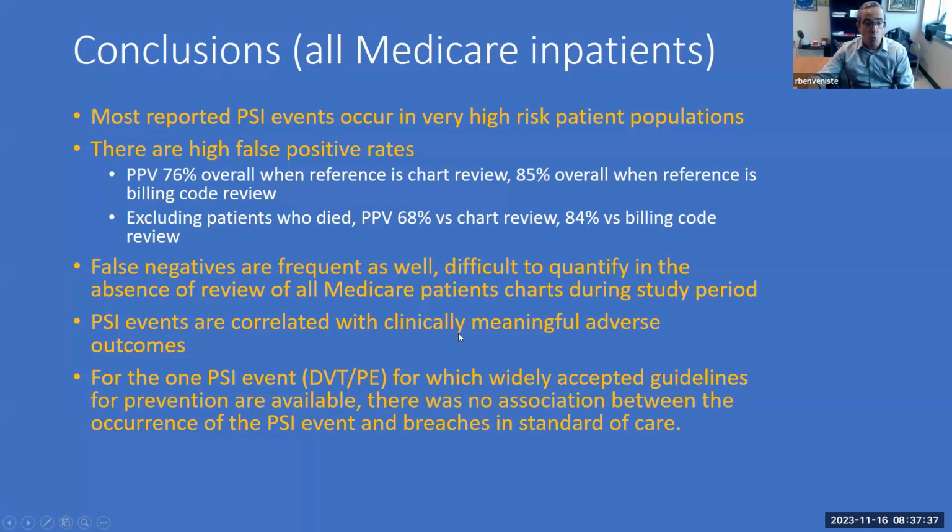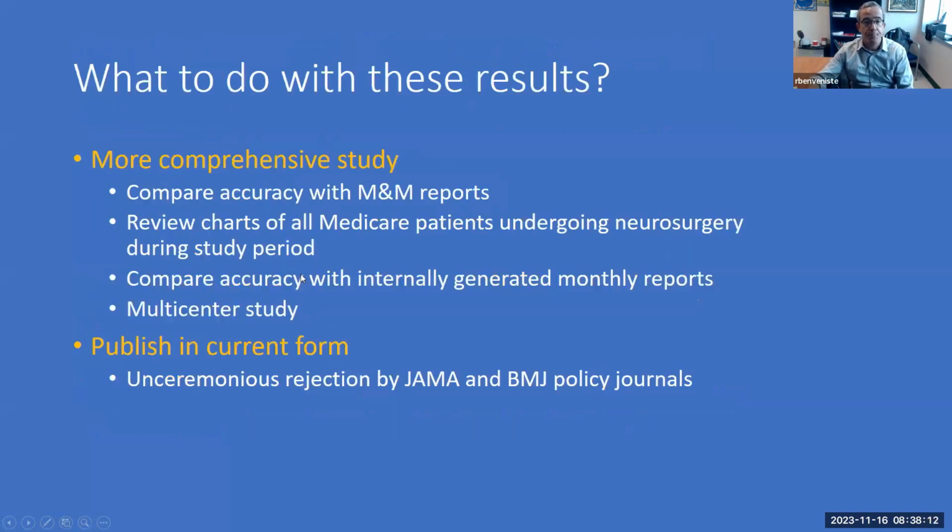PSI events are correlated with clinically meaningful adverse outcomes. I give the government credit for this. I mean, the PSI events are very often associated with what we would call a bad outcome for patients. However, for the one PSI event, DVT pulmonary embolus, for which there are widely accepted guidelines for prevention, there was really no association between the occurrence of the event and any breaches in standard of care. So the idea that these PSI measures are measuring bad care by doctors or hospitals, to me, is very questionable.